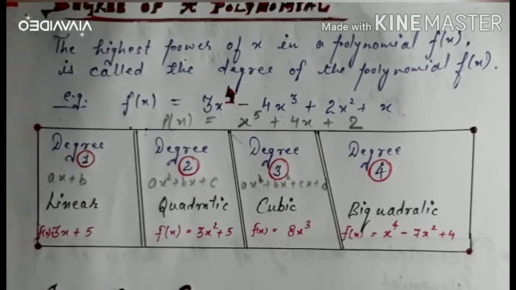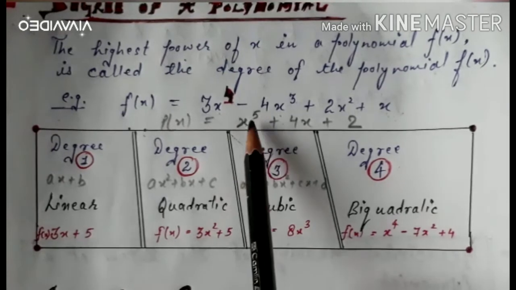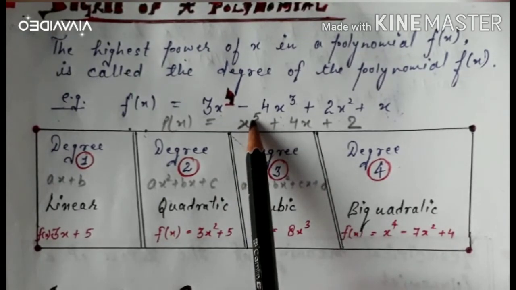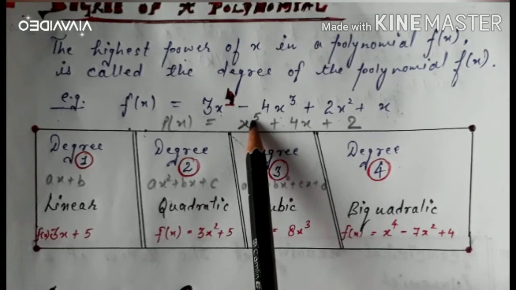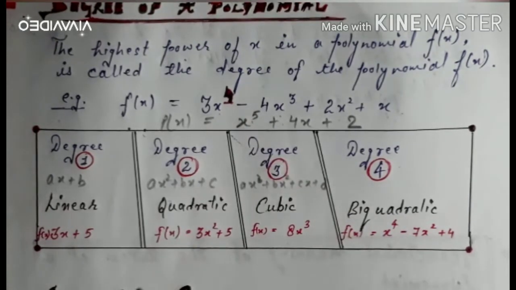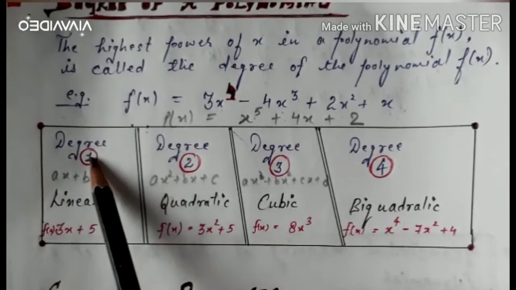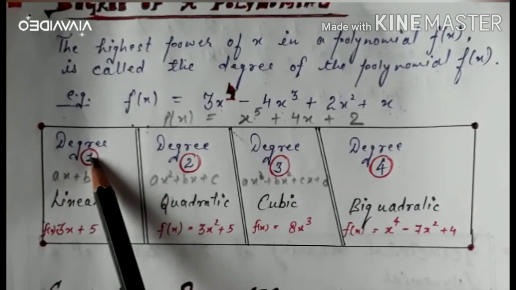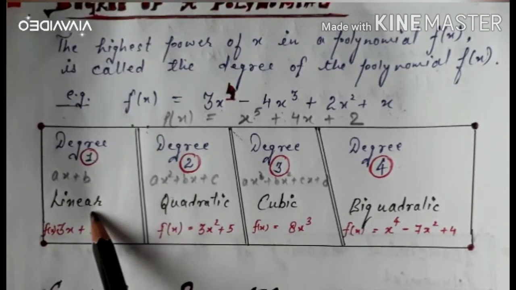So now tell me, what is the degree of this polynomial? Yes, it is 5, because the highest power of this polynomial is 5. Now, if the degree of any polynomial is 1, what will we call it? We will call it a linear polynomial.